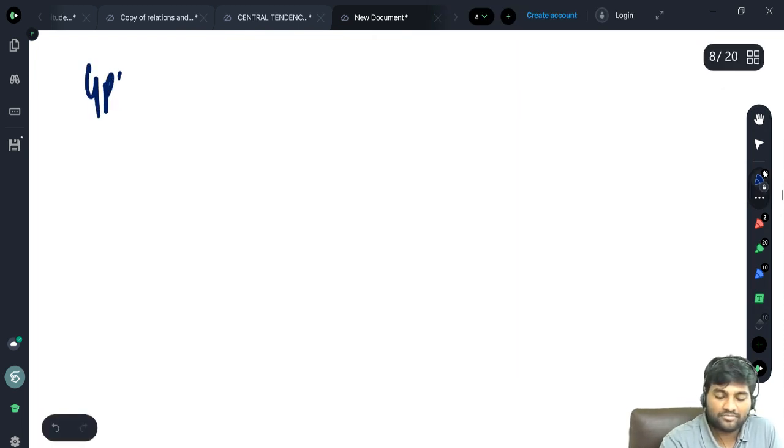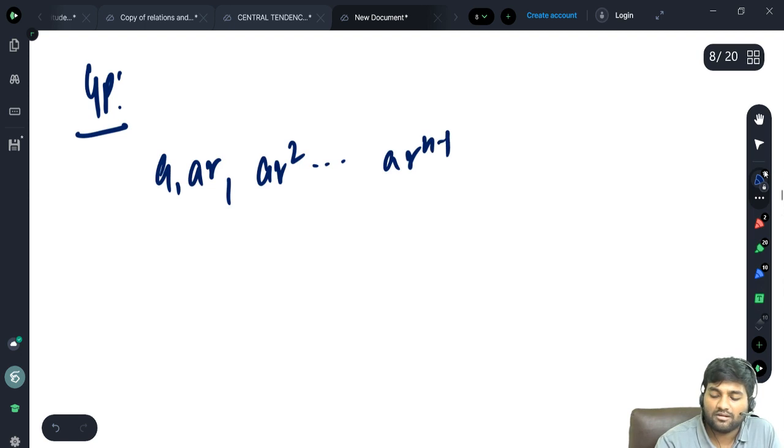Next is GP. So how are the numbers? a, ar, ar square, dot dot dot, ar to the power n minus 1. So what is the nth term? a r to the power n minus 1. Yes or no?